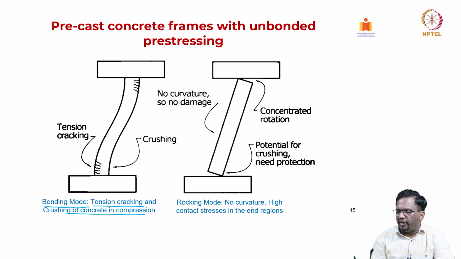Now what we are saying from here in the second approach is you have a rocking mode, right? Here in this case I am showing it for a column, but typically in the next case your beams are going to have rocking mode. You see here the column does not undergo any curvature, so there is no damage, right? You have only concentrated rotation, and only at localized regions like this I am having high contact stresses that will lead to some localized damage that can be quickly repaired after an earthquake.